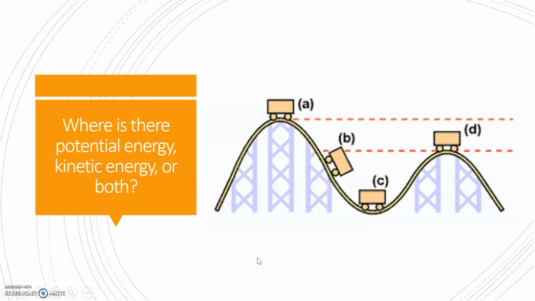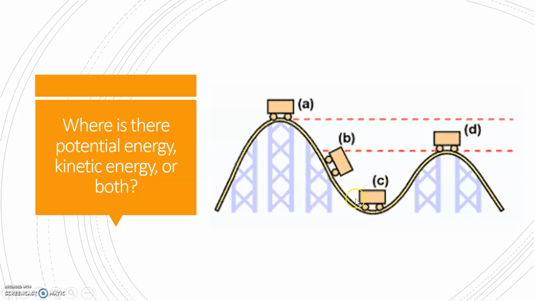So here we have a picture of a roller coaster. There are different carts on the roller coaster at different places, and we're asked where is the potential, kinetic, or both. Looking at cart A, it's at the very top of the hill. So we would consider that to have a lot of potential energy because it has a lot of room and space to gain velocity. Looking at B, B is now down the track about halfway. It is now moving with a fast velocity, but it also has more space to gain that velocity. So we would consider that to have both potential and kinetic energy.